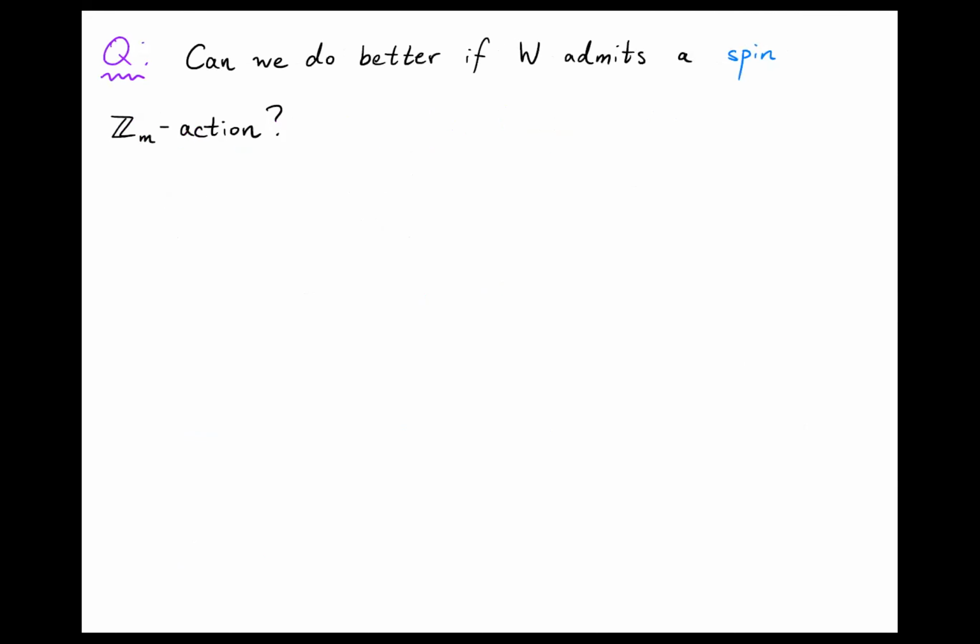The question we want to ask today is whether we can do better if W admits a spin Z mod m action. And the answer is yes, otherwise I wouldn't be giving a talk today. But what exactly is a spin action? We have to be careful about our category of group actions on the manifolds we care about.